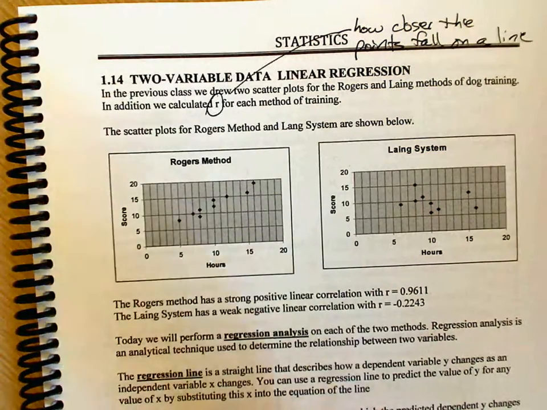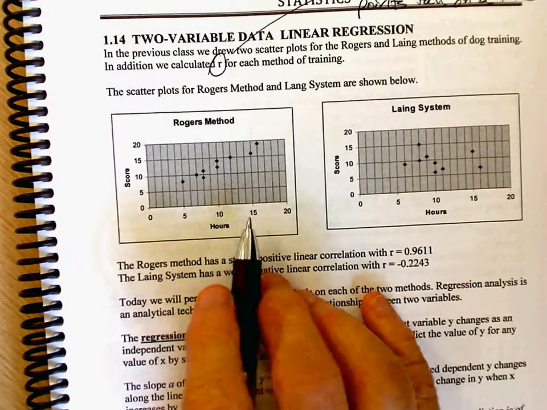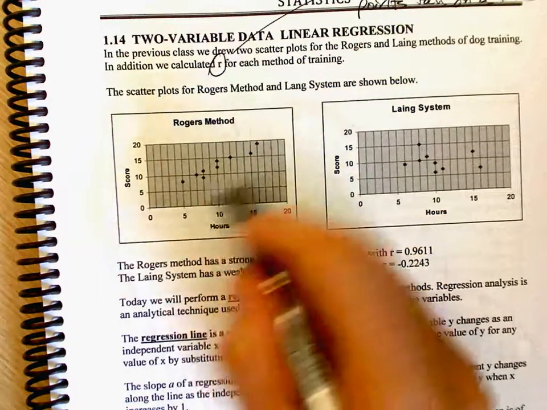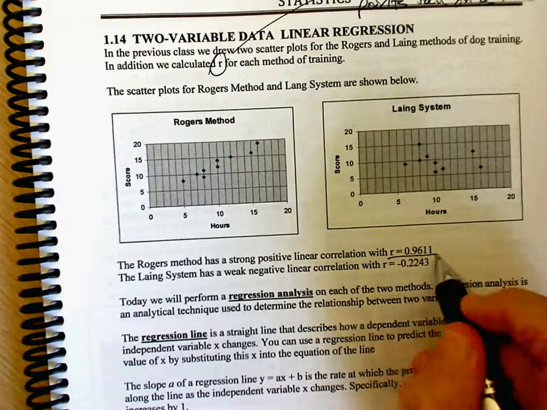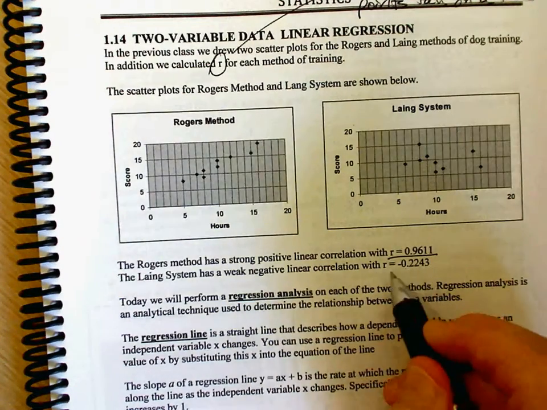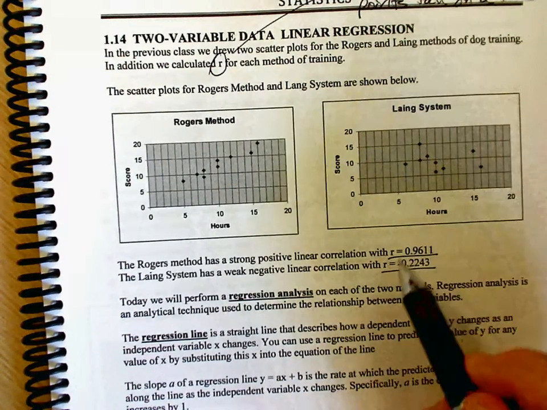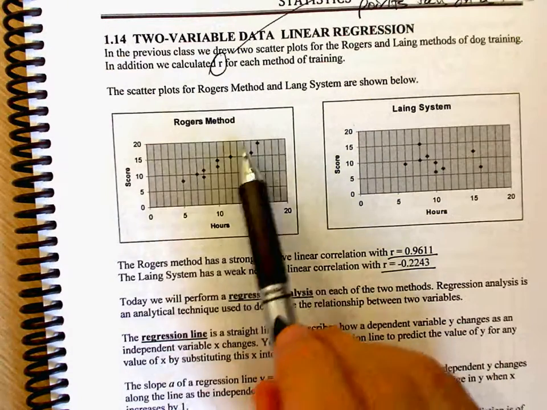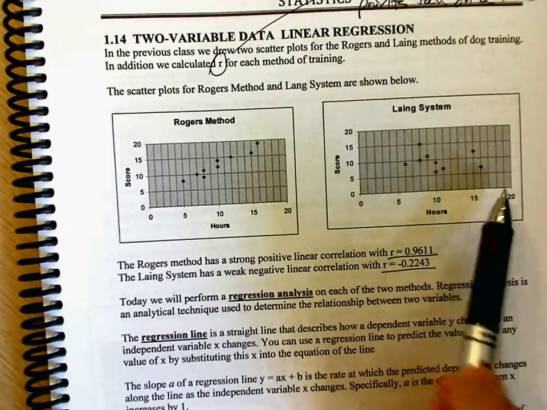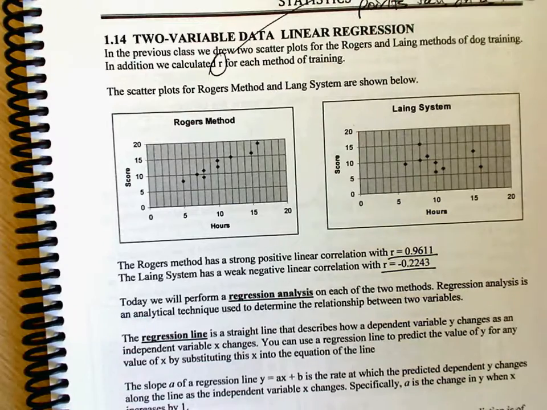The scatter plots for the Rogers method and Lang system are shown below. The Rogers method has a strong R, close to 1, and the R we calculated was this. The Lang system has a weak R, and the R we calculated was this, negative. So the Rogers method has a positive slope. Because R is negative for Lang, we know it has a negative slope. But R does not tell you what the slope is.